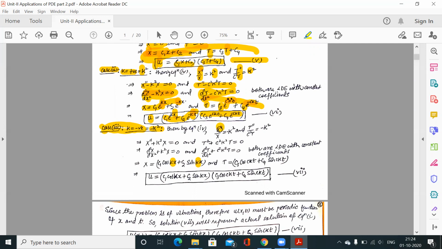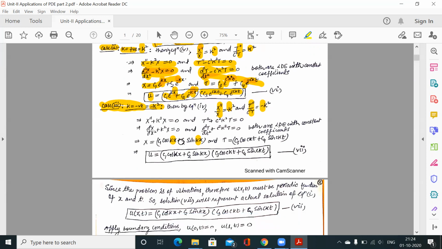So x double dash over x is now equal to minus k square. T double dash over c square t is equal to minus k square. If we solve this, x double dash plus k square x is equal to 0. This is a second order differential equation with constant coefficients. First we get the auxiliary equation, which is m square plus k square is equal to 0.